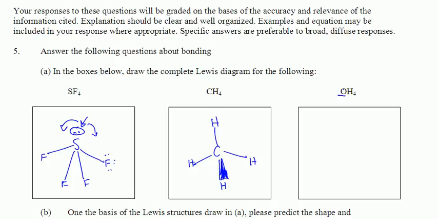Now O and S have similar properties because on the periodic table they're in the same column. So they have the same number of valence electrons, thus similar properties. So their Lewis structure is going to look the same.